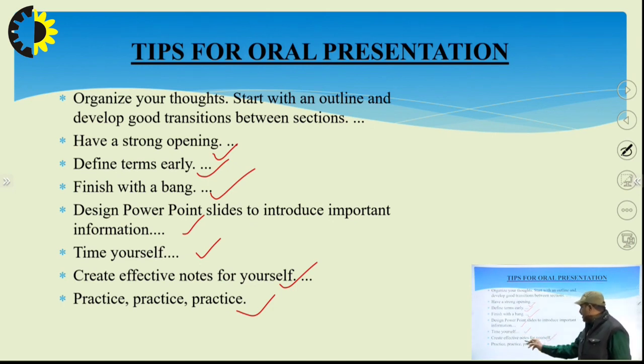So time yourself. Create effective notes. Always have your notes for your support. Wherever you forget, you can take help from the notes and you can start your presentation again.